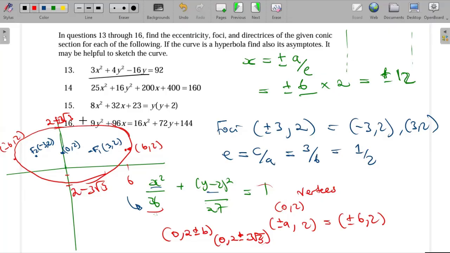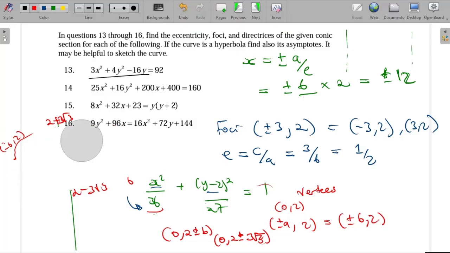Now, because we are not going to do all the questions, let me now kind of generalize what I was trying to say here.